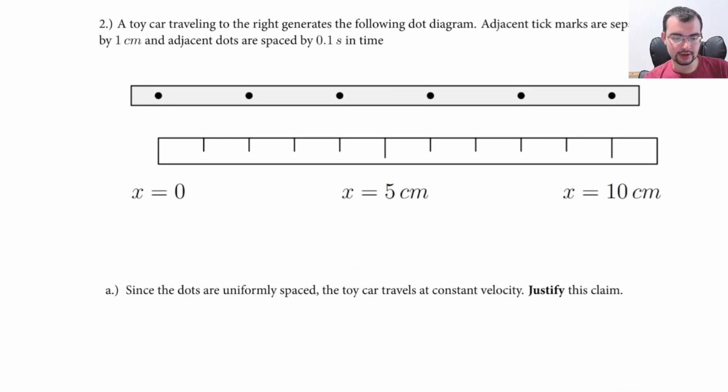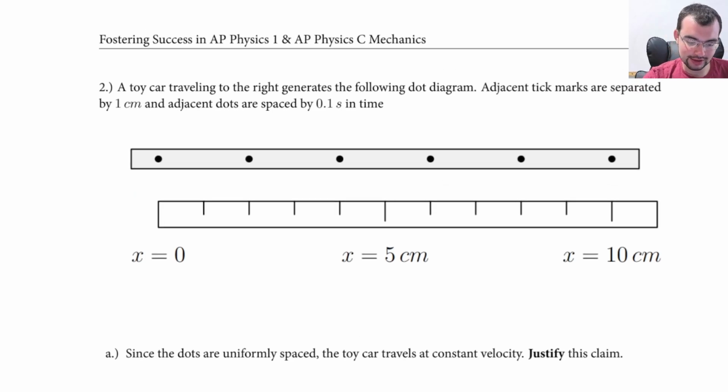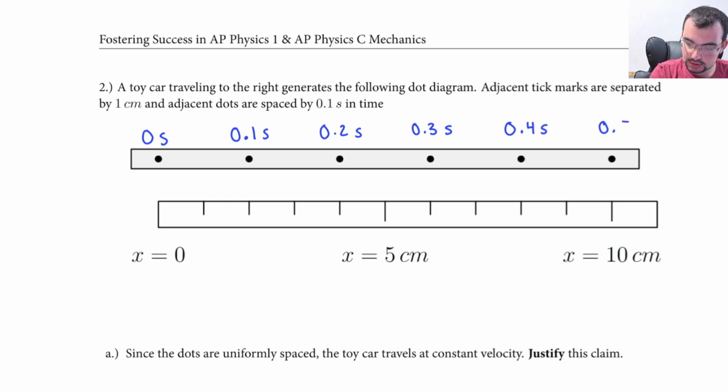So we're going to do this here. A toy car traveling to the right generates the following dot diagram. Adjacent tick marks are separated by 1 centimeter and spaced by 0.1 seconds in time. So this is the key with a dot diagram, is they're spaced equally in time, like the frames per second on a camera. So it's convention that we start at 0, and every click, I say click because I think of these in my lab as spark timers. We have equipment that does this where you attach this special tape, and they'll drag it through the timer and it goes click, click, click at a constant rate.